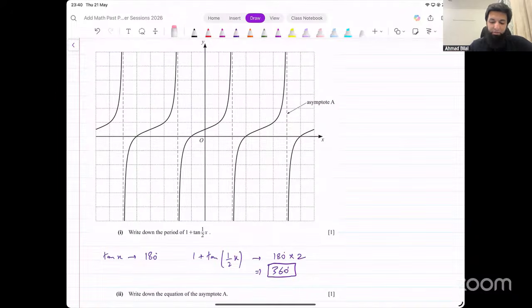Let's think about this now. Remember, in the original graph, the tan graph, the first asymptote is at 90. When you draw that graph, it starts from 0. It becomes an asymptote like this at 90. The second asymptote is at 270.